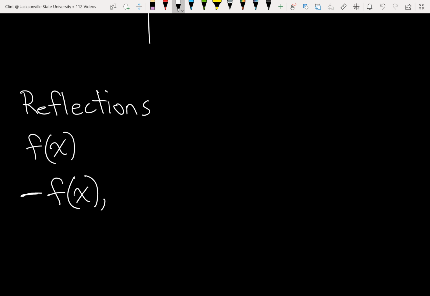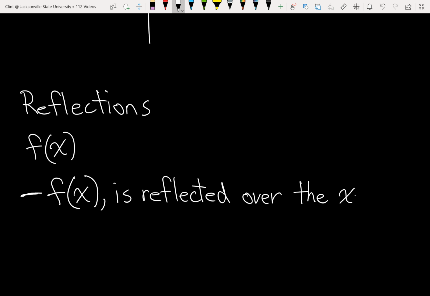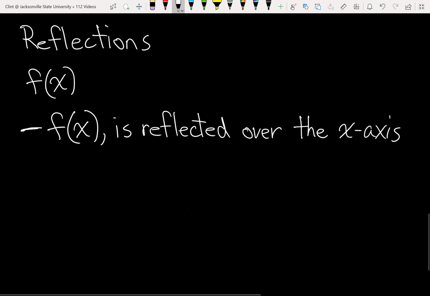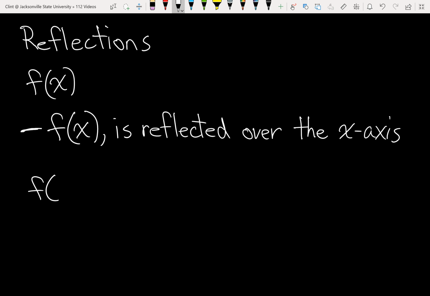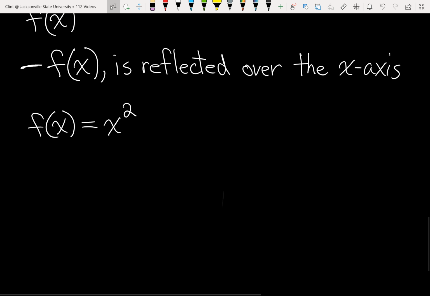and then we have to think about how this is going to be reflected. Well, everything that was positive is going to turn negative, everything that was negative is going to turn positive, so we're switching the y values is what we're doing. So this is reflected over the x-axis. So top goes to bottom, bottom goes to top. Okay, so let's go ahead and talk about one of those. So we'll stick with x squared here. So we do x-axis reflection.